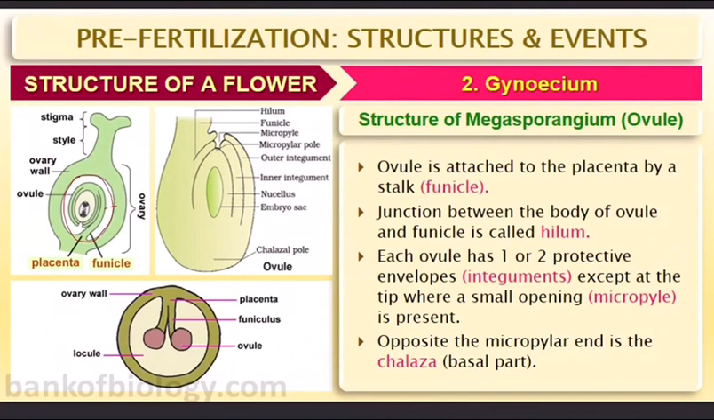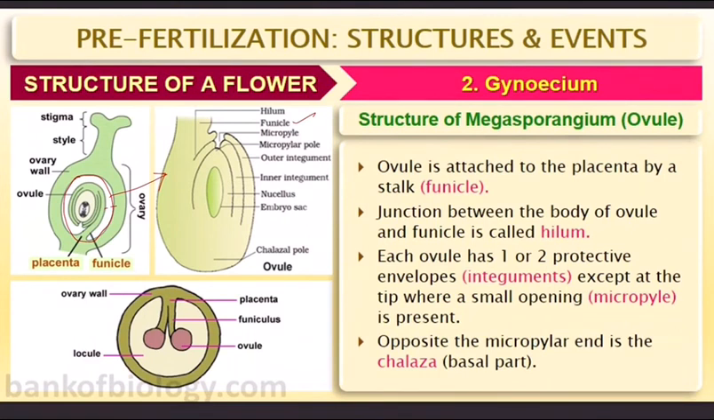We are expanding this portion, the ovule portion. So this is the ovule. This ovule portion we are enlarging here. The ovule is attached to the placenta by a stalk called the funicle. Look at this, this is the funicle.